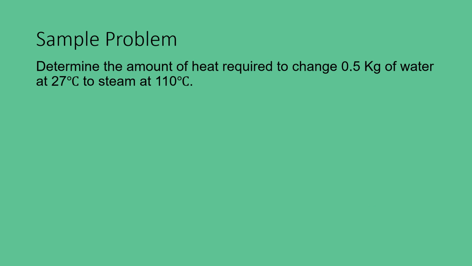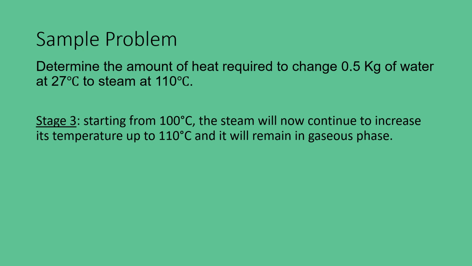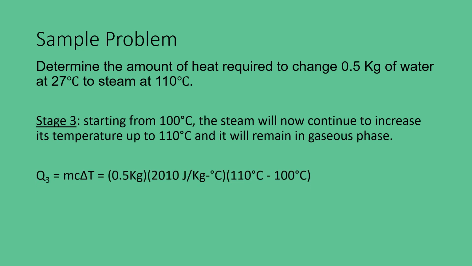And finally, this will be our last stage, stage 3. Starting from 100 degrees Celsius, the steam will now continue to increase its temperature up to 110 degrees Celsius, and it will remain in the gaseous phase. So Q3 will be mass times the specific heat of steam times the change in temperature.